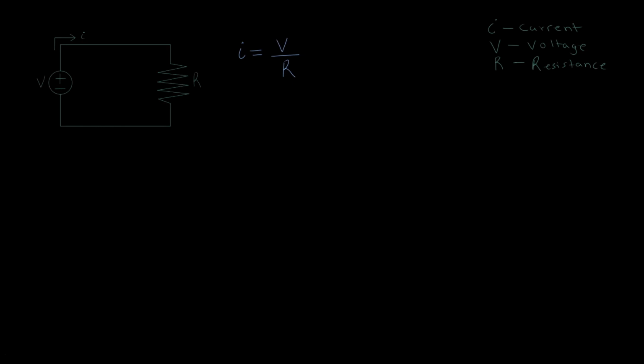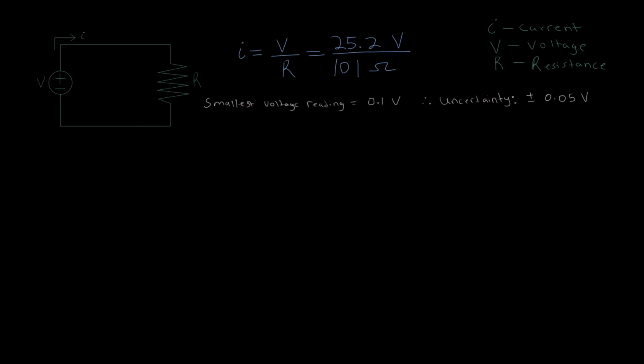You take a multimeter and measure the voltage. You get a reading of 25.2 volts, and then you take the multimeter and measure the resistance, obtaining a value of 101 ohms. For the voltage, since the smallest reading we can get in this scenario is 0.1 volts, the uncertainty is 0.05 volts. For the resistance, on the other hand, the smallest value we can get is 1 ohm.